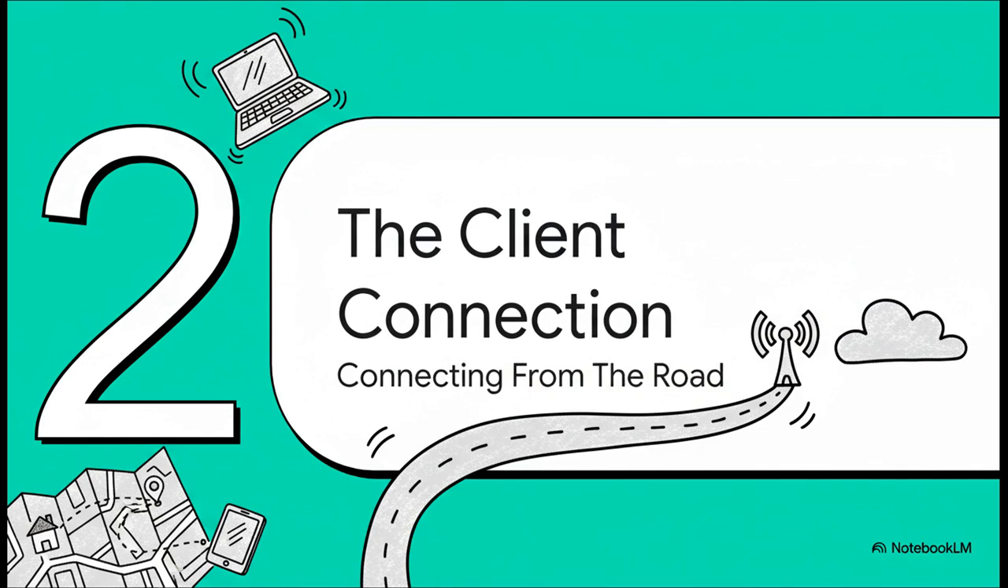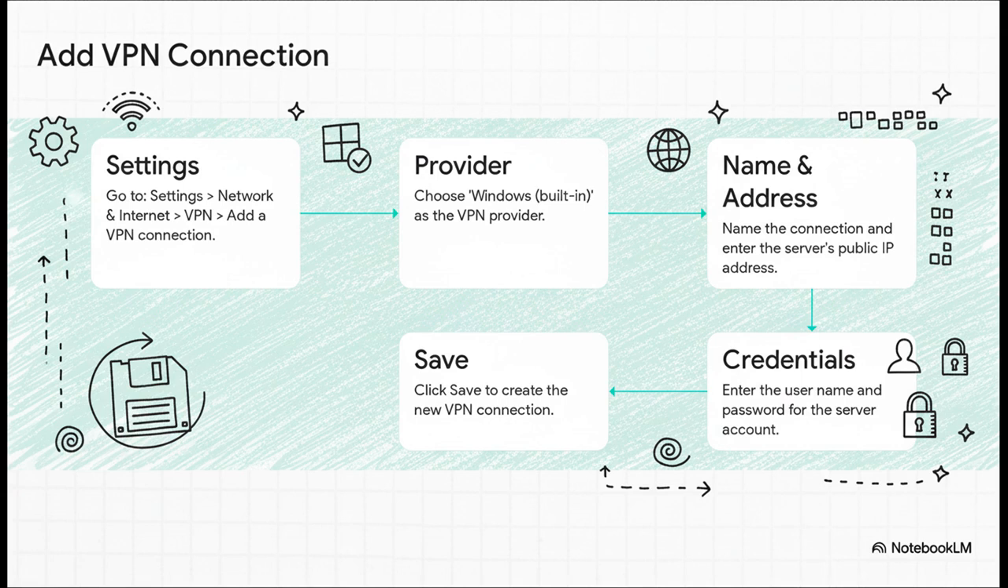So, let's switch hats. Imagine we're now on our laptop, out at that coffee shop. It's time for part 2, setting up the client to actually connect to our home base. On your client machine, your laptop, this is actually pretty straightforward. You just go into your settings, find Network and Internet, then VPN, and click Add a VPN connection. The provider is just Windows built in.